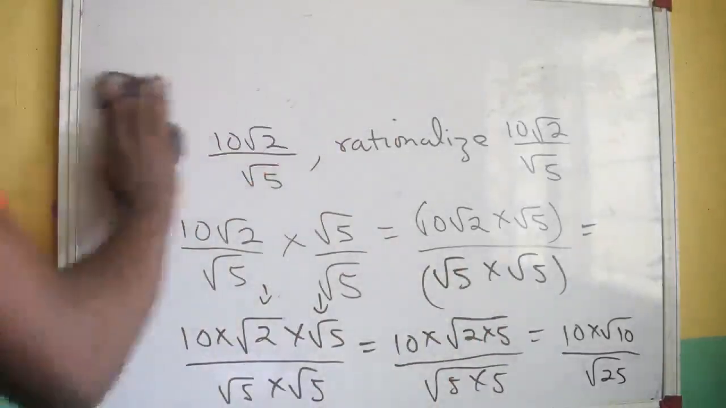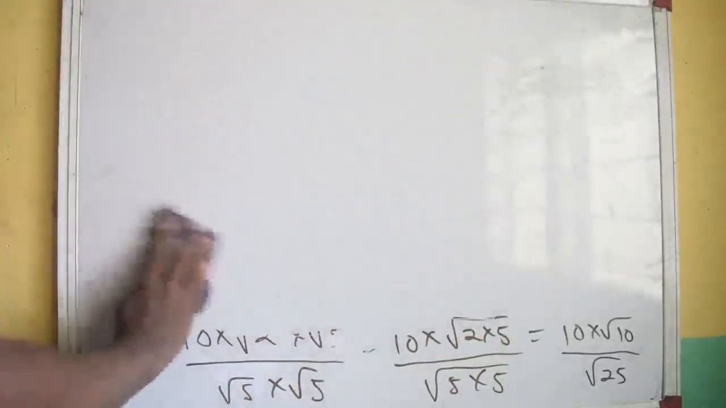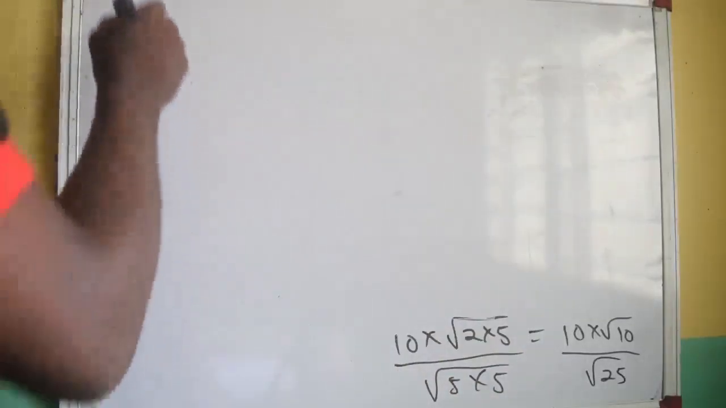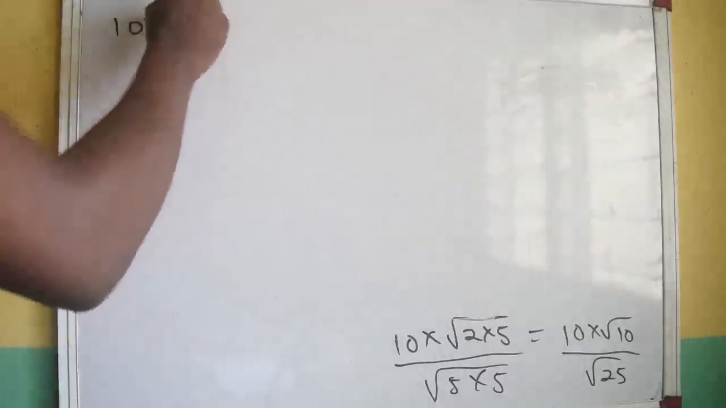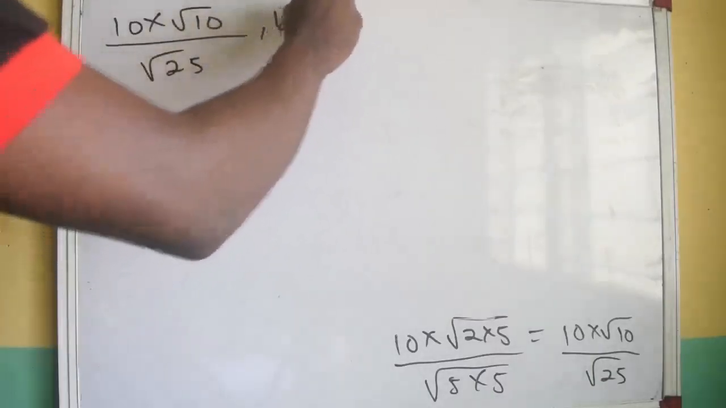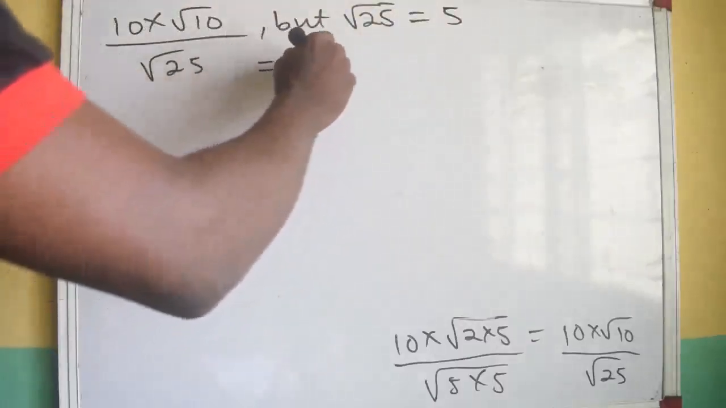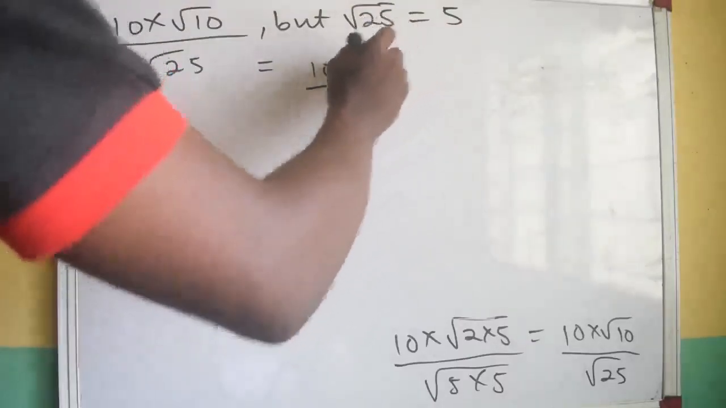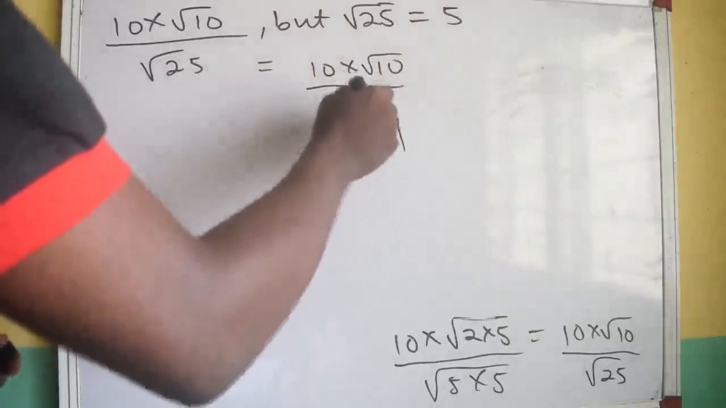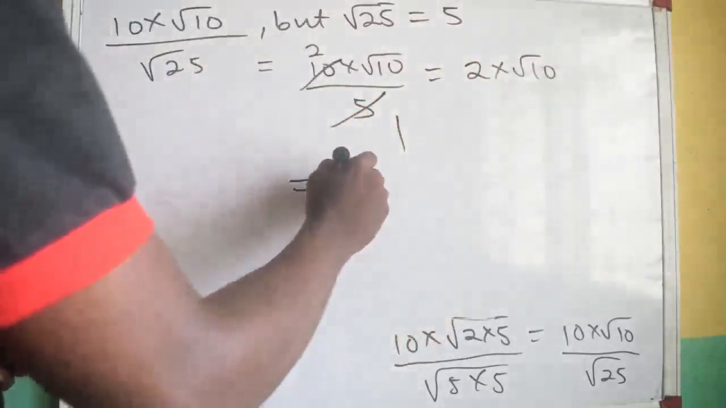Let me clean the top. So we have 10 multiplied by root of 10 all over root of 25. But you know that root of 25, as 25 is a perfect square, is 5. So it will be 10 times root of 10 all over 5. Root of 10 is a non-perfect square, so we leave it like that. 5 can cancel itself and cancel 10 to give you 2. So all we have here is 2 multiplied by root of 10. So the answer is 2 root of 10.